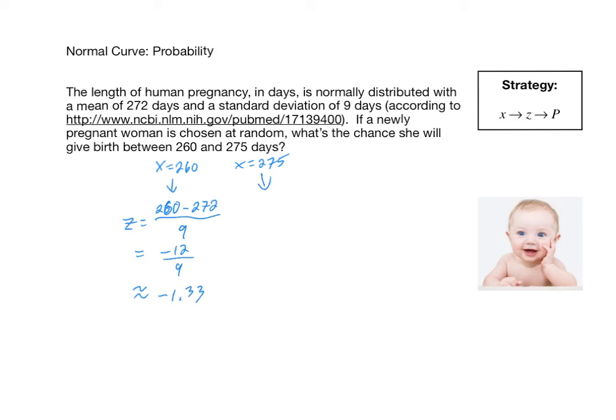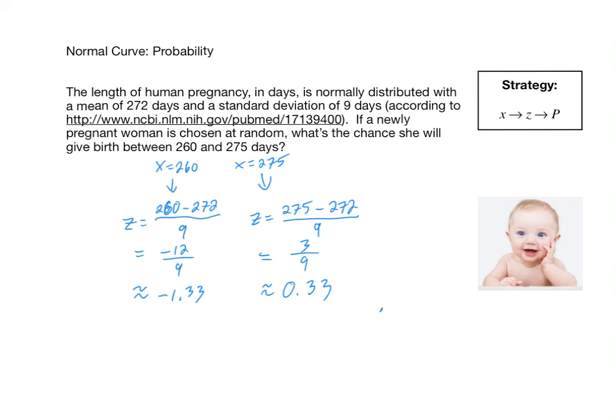Then the other raw data value has a z-score of the raw data value 275 minus the mean, which is 272, divided by the standard deviation, which is 9. This gives us 3 over 9, and 3/9 is approximately equal to 0.33. So we need to find the area under the standard normal distribution curve between this z-score and this z-score. And to do that, we get the area to the left of this one and subtract the area to the left of this one.